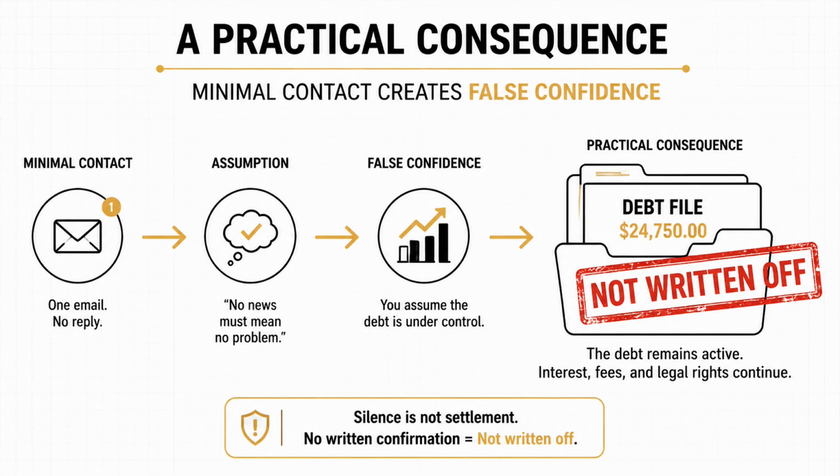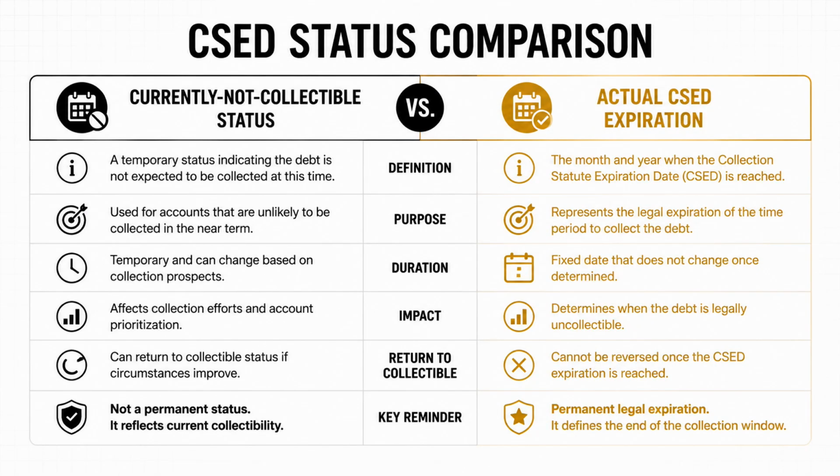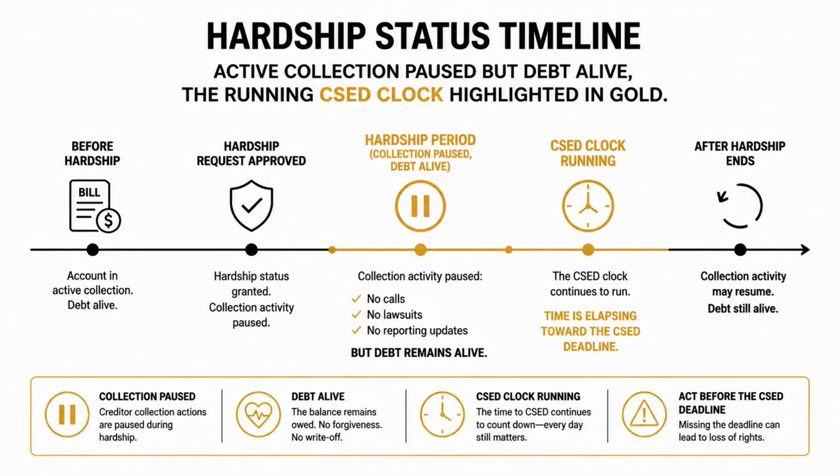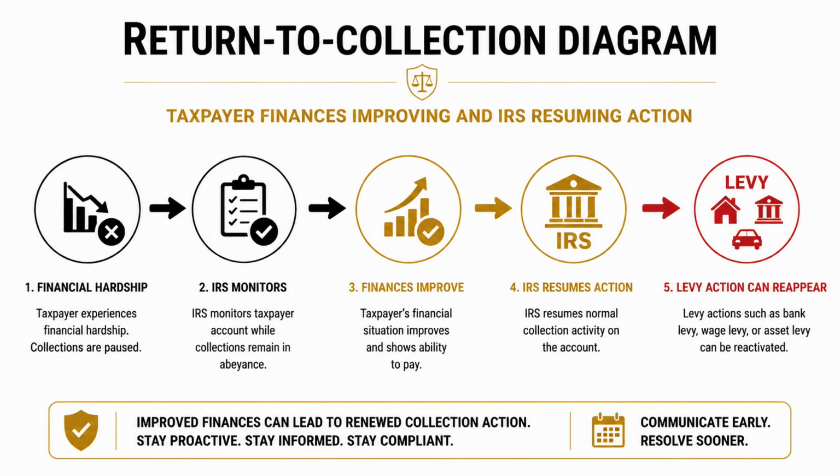That does not mean the OIC is a bad strategy. For qualifying taxpayers, settling for less than full liability is a genuine benefit. But the decision to file an offer is also a decision to extend the collection statute. Both things are true at the same time.